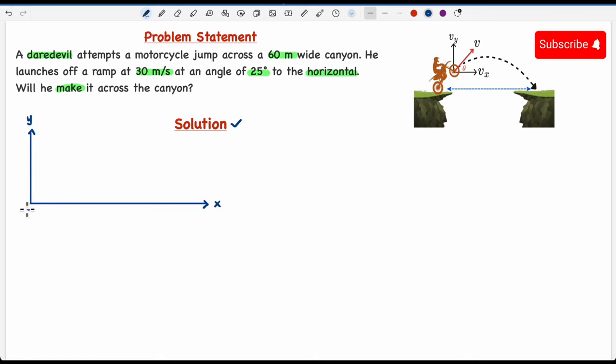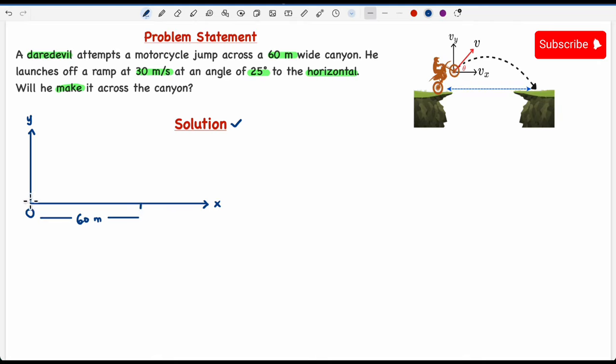In this case, I place the origin at this point. So the point of launch of this motorcycle is going to be at the 0 point for both the vertical and the horizontal motion. Now, with this, let's go back to the problem and see the information we have. The daredevil attempts a motorcycle jump across a 60-meter wide canyon. So the canyon is 60 meters wide, meaning we can place that width somewhere here, which is 60 meters.